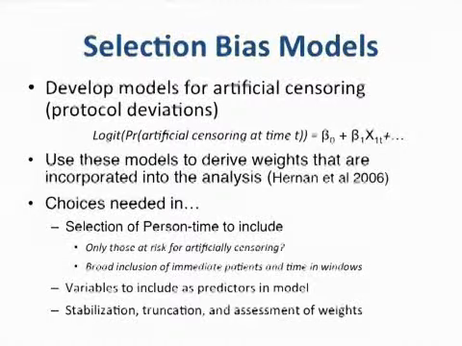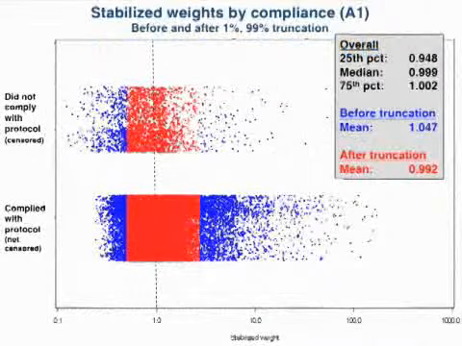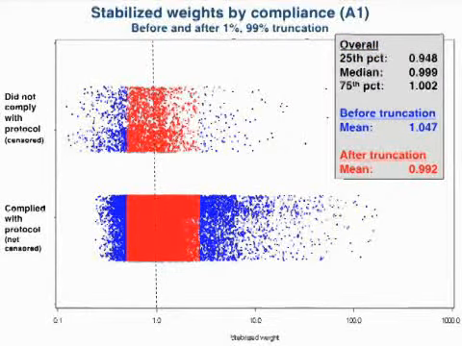We developed these models for artificial censoring. So we developed models so that we are predicting who is being artificially censored based on other data we have in the database. We use these models to develop weights, and we use these weights in the analysis. And there's a whole bunch of choices that go into how to set this part of it up as well, including the person time that we actually use for identifying these weights, the variables that we include, how we stabilize, truncate, or assess these weights as well.